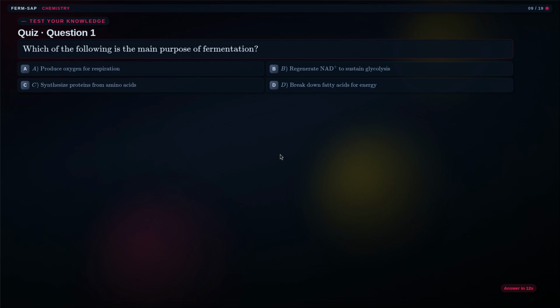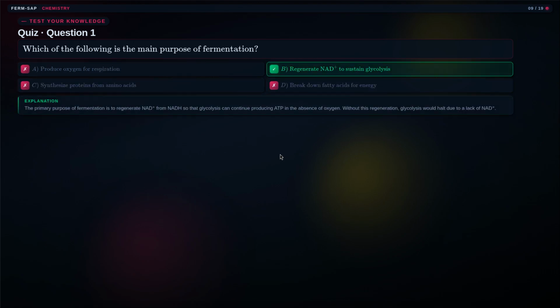The correct answer is B. Regenerate NAD+ to sustain glycolysis. The primary purpose of fermentation is to regenerate NAD+ from NADH so that glycolysis can continue producing ATP in the absence of oxygen.